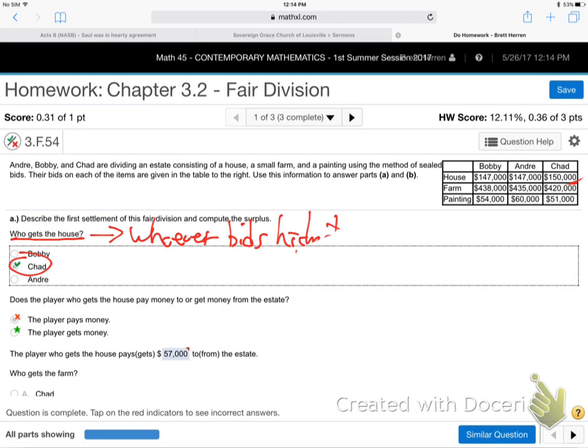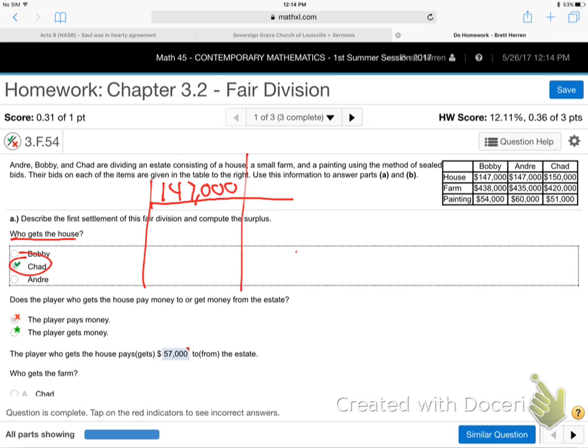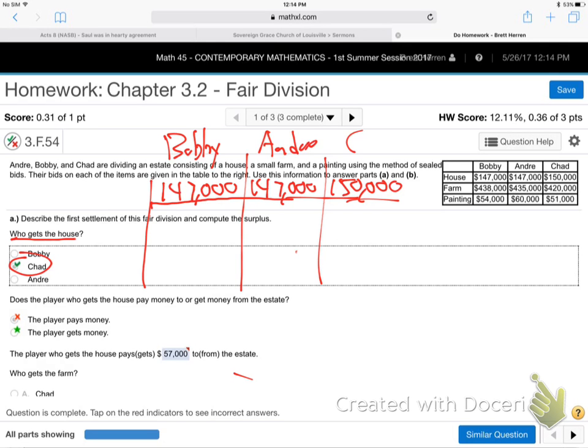Let me show you. So we have to make this big old table over here underneath the thing. I think I'm going to make it bigger. I don't have enough room to write there, so I'm going to make it a little bigger. So I'm going to go across the top. 147,000. Next one's also 147,000. And the third one was what, 150? Okay, I'm just going to rewrite it here so I have more room. And that is Bobby. Let's put them in alphabetical order. Andre and Chad. Okay, and that's the house on the first line.